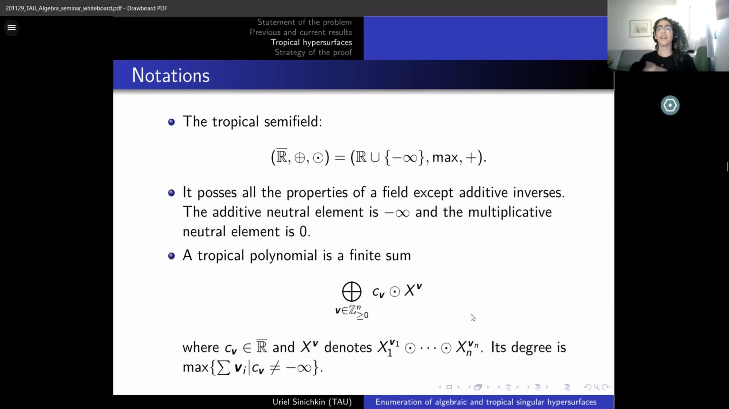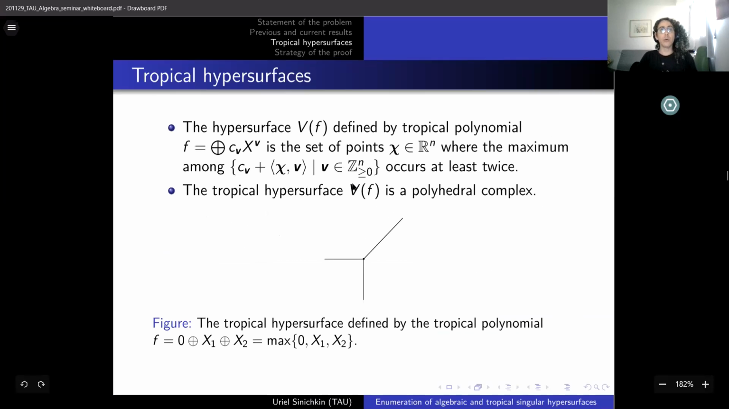So it's a finite sum of monomials with tropical coefficients, where I write the sum as a tropical addition and the multiplication as a tropical multiplication. And the degree of a polynomial is again the same as the degree of a classical polynomial, nothing new here. Okay. Now we want to do geometry, we want to draw some beautiful pictures. So we will need to associate to a polynomial hypersurface some geometric object, which will be the tropical hypersurface.